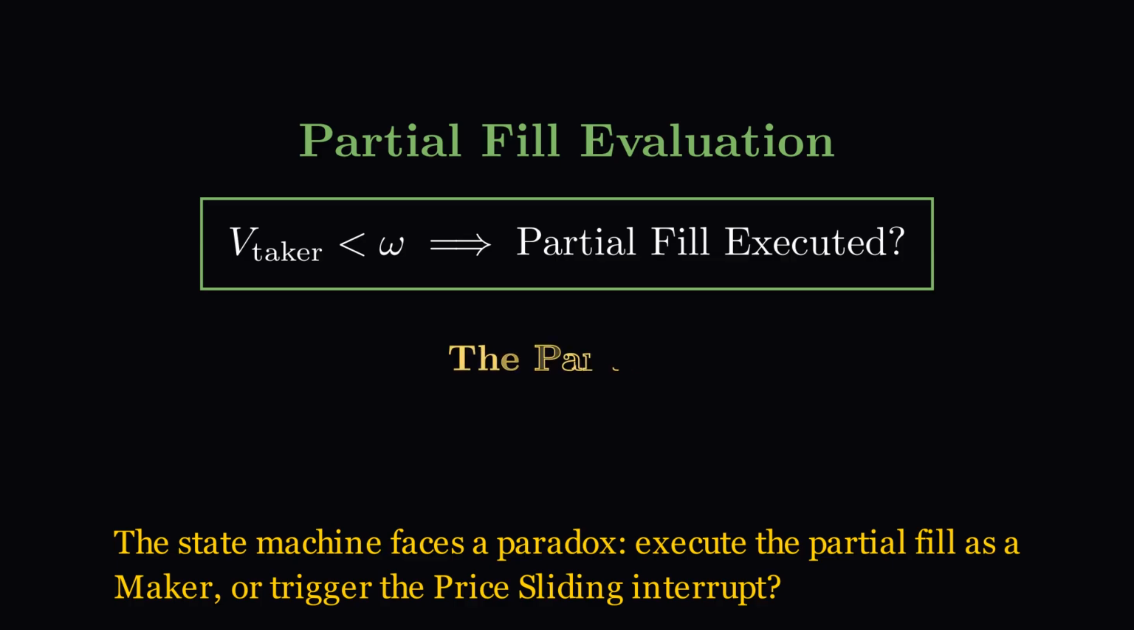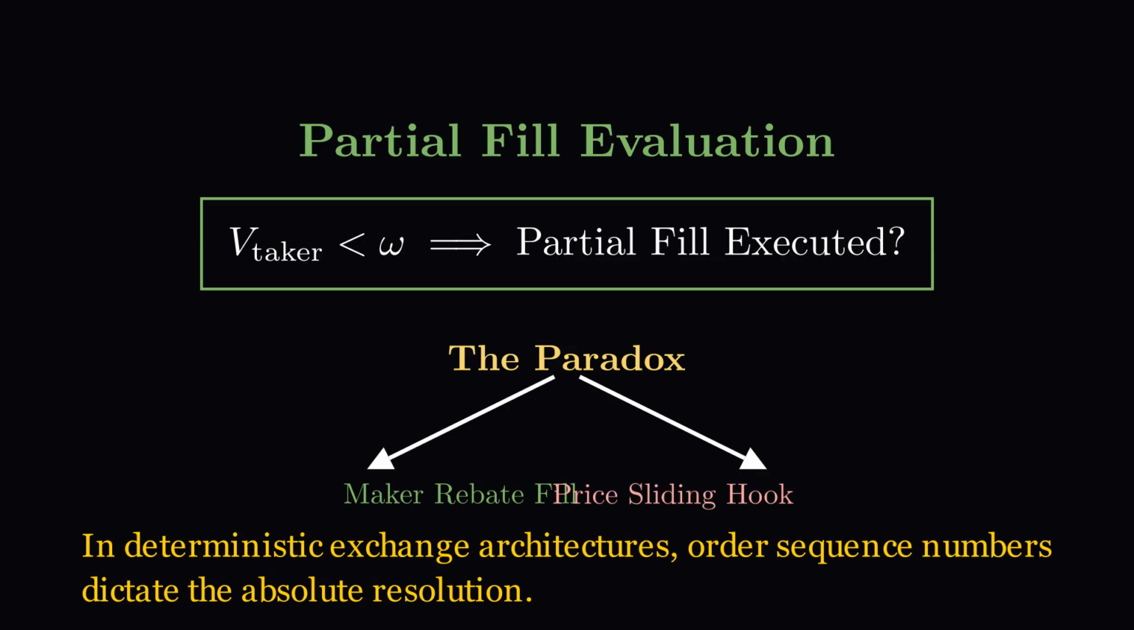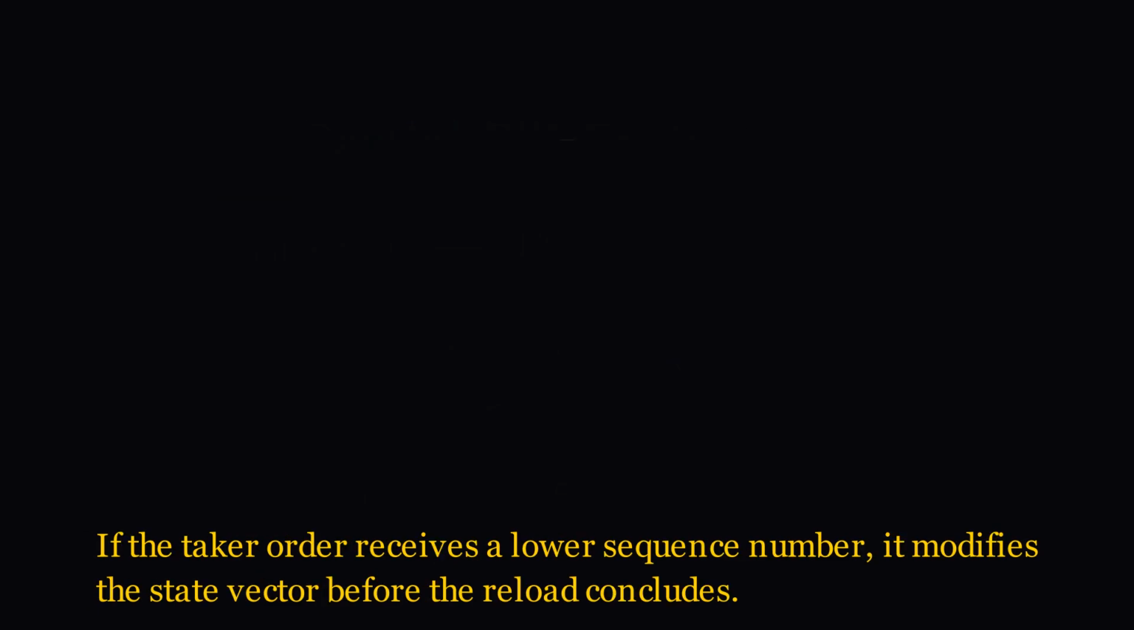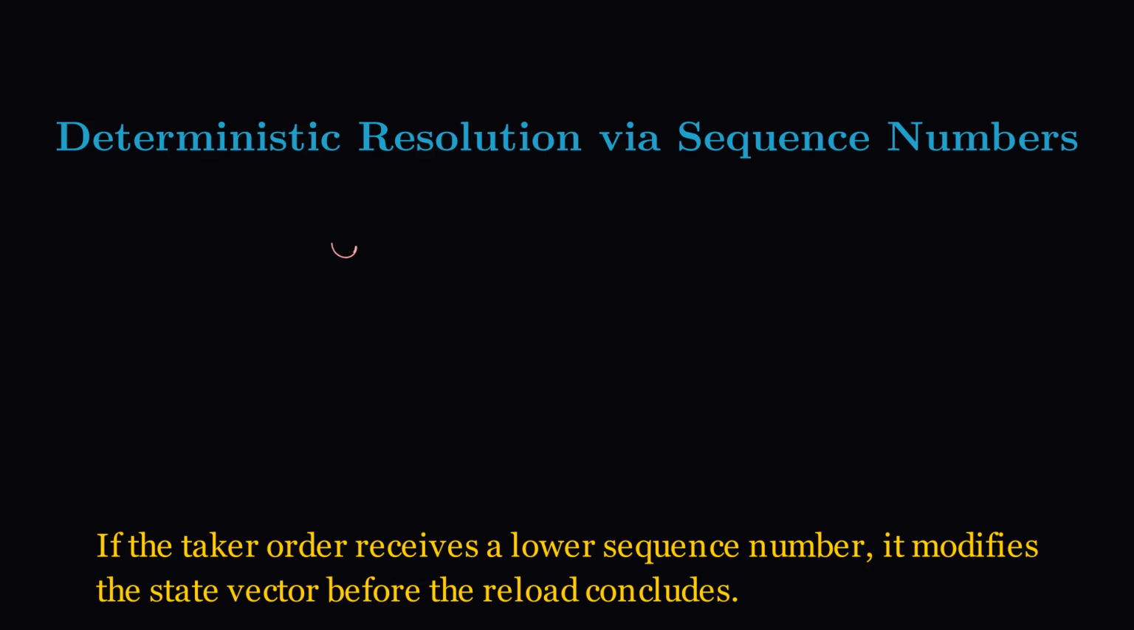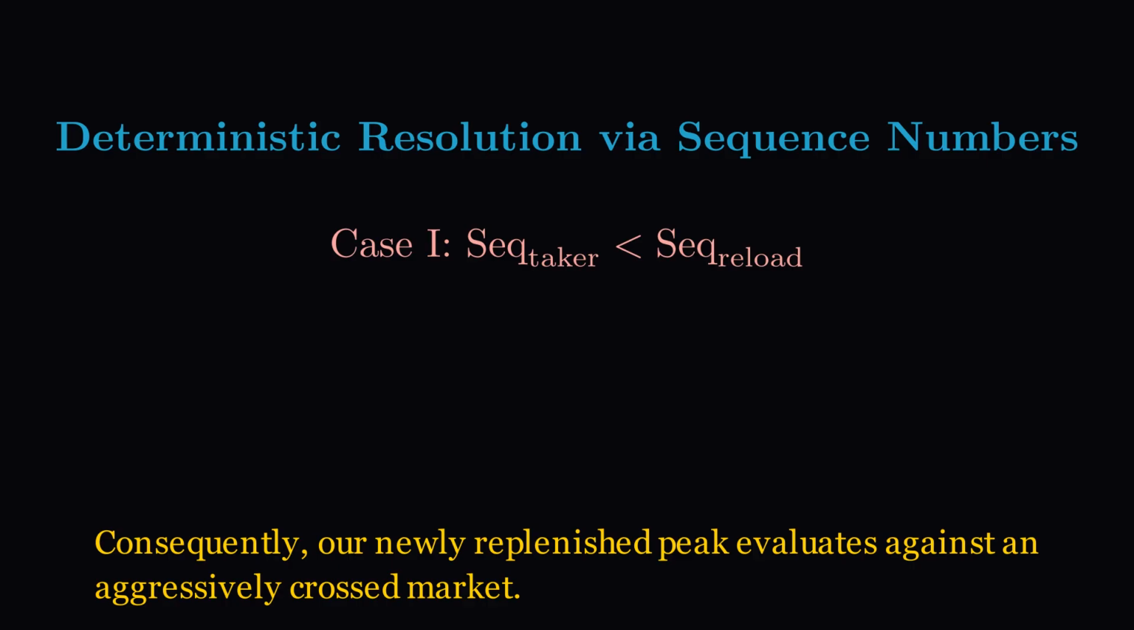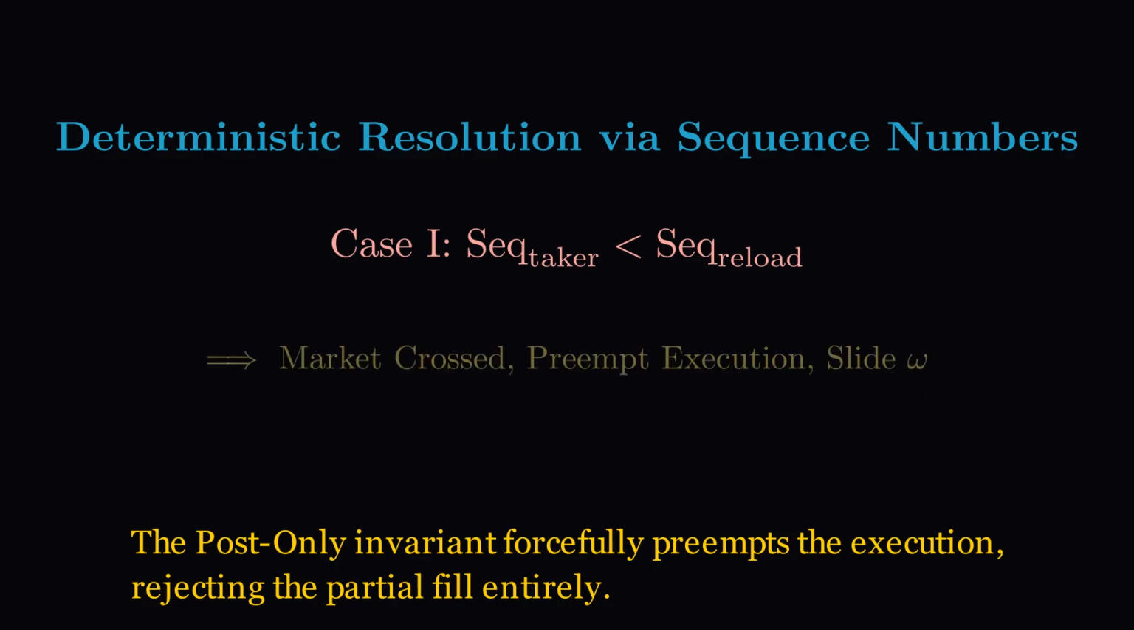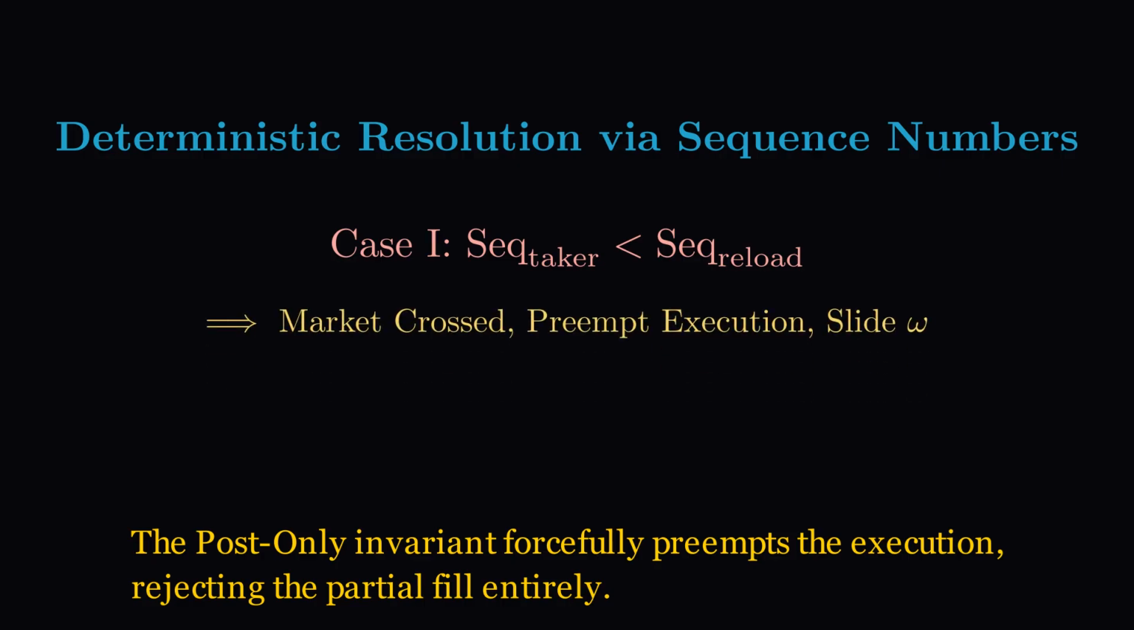The state machine faces a paradox: execute the partial fill as a maker, or trigger the price sliding interrupt. In deterministic exchange architectures, order sequence numbers dictate the absolute resolution. If the taker order receives a lower sequence number, it modifies the state vector before the reload concludes. Consequently, our newly replenished peak evaluates against an aggressively crossed market. The post-only invariant forcefully preempts the execution, rejecting the partial fill entirely.